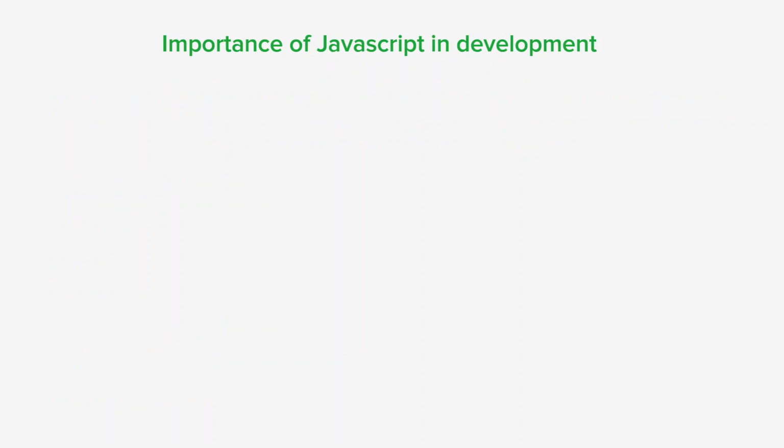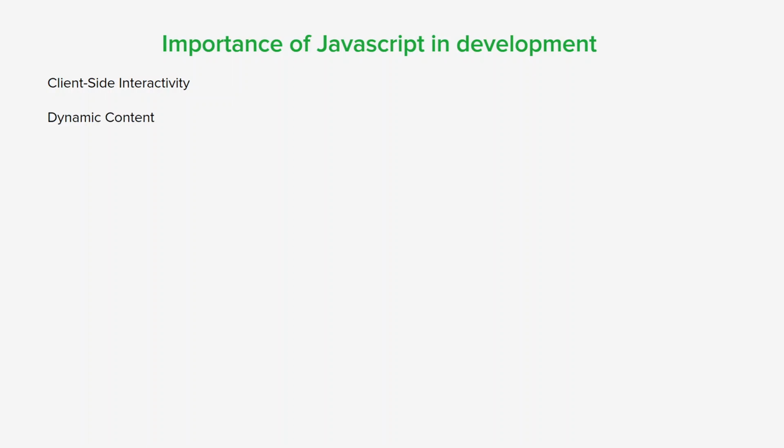JavaScript plays a really pivotal role in modern software development, particularly in web development, due to its versatility and ability to create dynamic and interactive user experiences. Here are some key reasons why JavaScript is so important. First is client-side interactivity. JavaScript enables developers to create interactive elements within web pages like animations, form validations, sliders, and pop-up dialogues. All of these enhance user engagement and provide a more dynamic and engaging user experience.